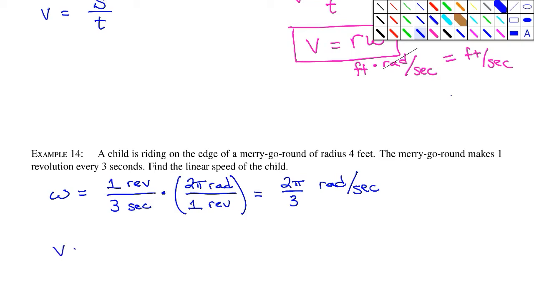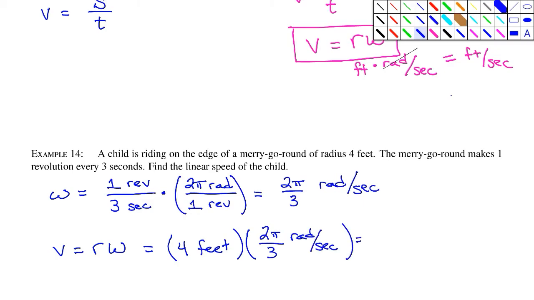Next, I'm going to use my equation. Velocity is equal to radius times angular speed. The radius of the merry-go-round is 4 feet. The angular velocity is 2 pi over 3 radians per second, and that is 8 pi over 3 feet per second, or in decimals, 8.38 feet per second.